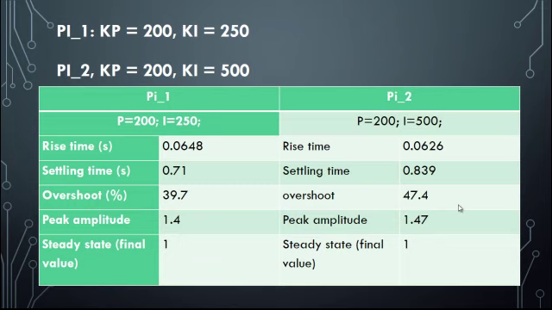For the PI, Kp will be equal to 100 and Ki will be equal to 250. For the other one, Kp equals 100 and Ki equals 500. The steady state reference value is 1, however it has a negative effect on the speed of reaction and overall stability.